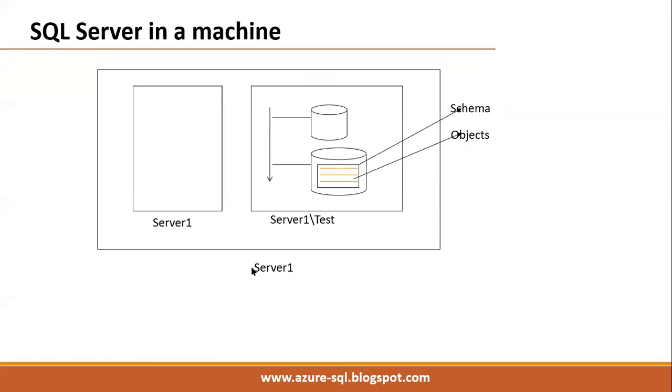Understood, right? The hierarchy: in one machine, we can have one or more instances. Under each instance, we have databases. Under a database, schemas, and under schemas, the objects.